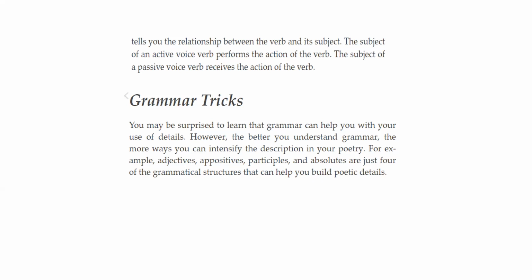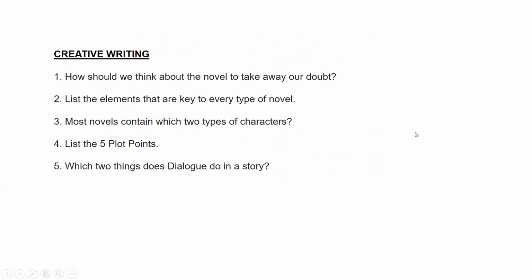For example, adjectives, the positives, participles, and absolutes are just four of the grammatical structures that can help you build poetic details. So if you wanted to get into those in a deeper way on your own, you can do that. Well, look at that. We're done with the creative writing reading and the poetry. On to the questions, and we'll wrap this up for you.